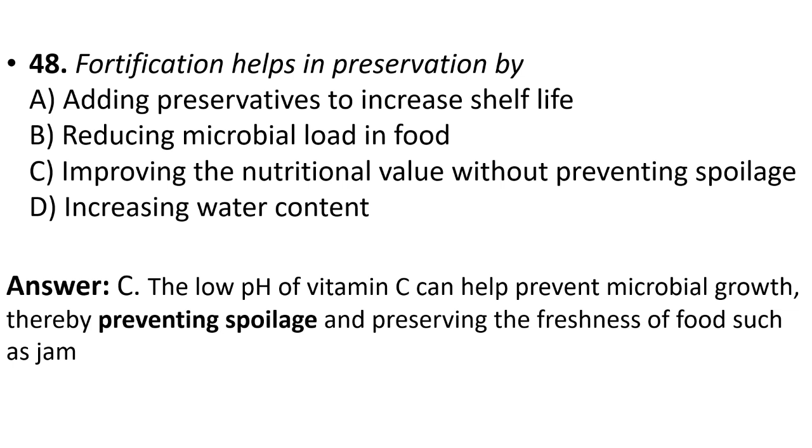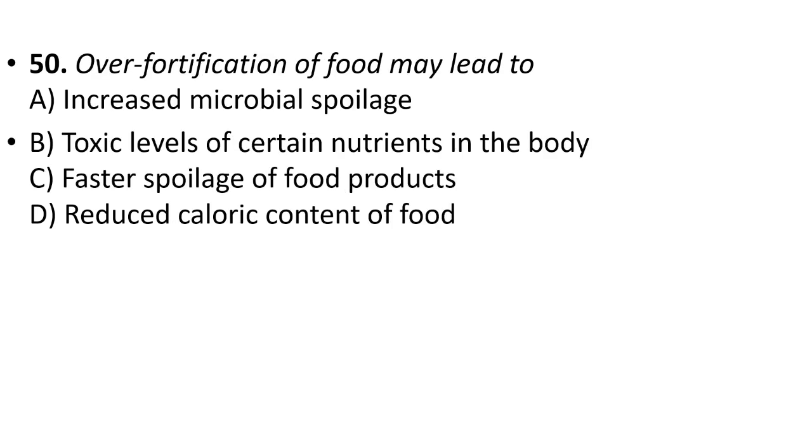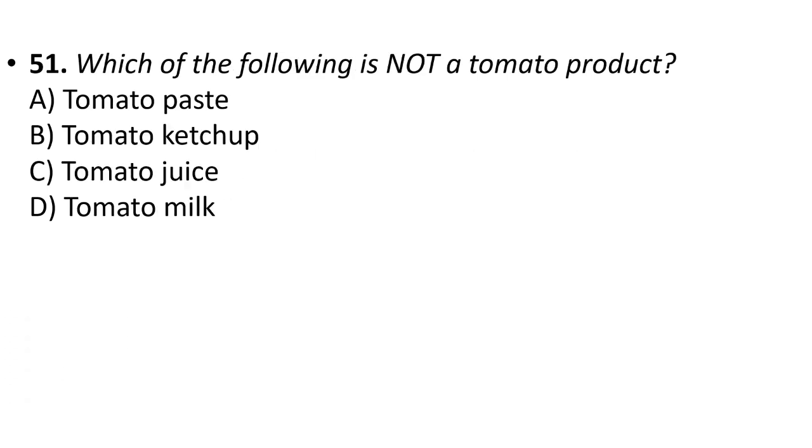The low pH of vitamin C can help to prevent microbial growth, thereby preventing spoilage and preserving the freshness of food such as jam. 49. Stabilizers are added to food products to maintain uniform texture and consistency, enhance natural flavor, kill harmful bacteria, reduce natural acidity. Your answer is option A. Maintain uniform texture and consistency. 50. Over fortification of food may lead to increased microbial spoilage, toxic levels of certain nutrients in the body, faster spoilage of food products, reduced calorific content of food. Your answer is option B. Toxic level of certain nutrients in the body.